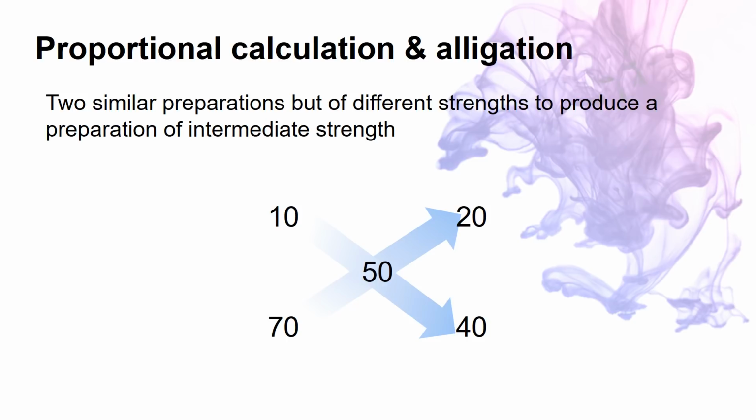This method is usually applied when we need to prepare formulations with intermediate strength from two similar preparations but of different strengths. Imagine, with this example, you want to prepare a 50% solution from a mixture of 10% and 70% of similar solutions. We will use this double cross principle to do the calculations.